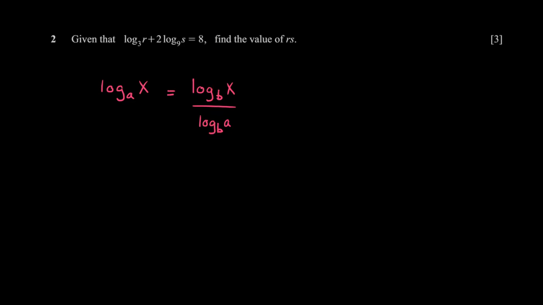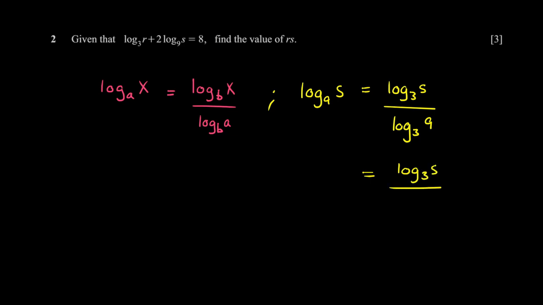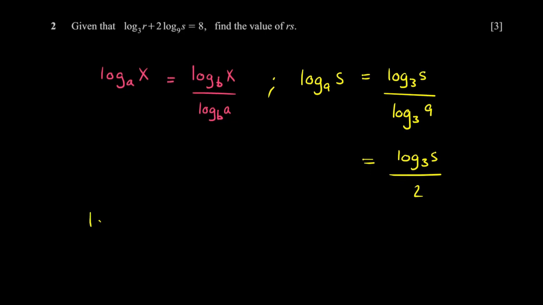Now, how can we apply this? What's this actually going to mean? It means that if we take log base 9 of s and we want to change it to log base 3 of s, then we are going to divide it by log base 3 of 9. And log base 3 of 9 is 2. Why is that? Well, because what power do I have to give 3 in order to get 9? I give it a power of 2. So now that I've done this, I just substitute into my equation. So I get log base 3 of r plus 2 times log base 3 of s over 2 is equal to 8.